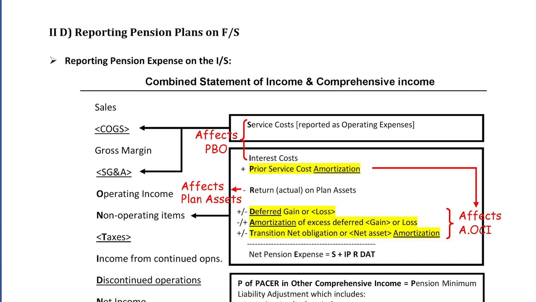So now we've looked at SIP, rejoice and date, all the components of pension expense, and we're trying to understand where each component goes, what's the other side of the journal entry. For service cost and interest cost, they affect the PBO. For the returns on plan assets, they affect plan assets. So PBO, if you recall, that's step 4. Plan assets, that's step 5. The prior service cost amortization, the amortization of excess deferred gain or loss, or the transition amortization, that's taking out of accumulated OCI. The D of date, the deferral of gain or loss, that's putting into accumulated OCI.